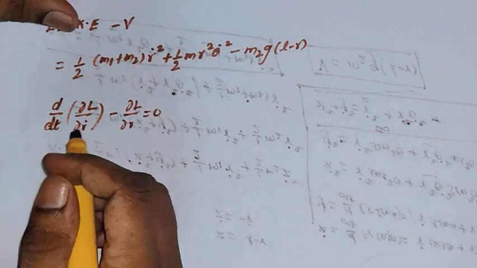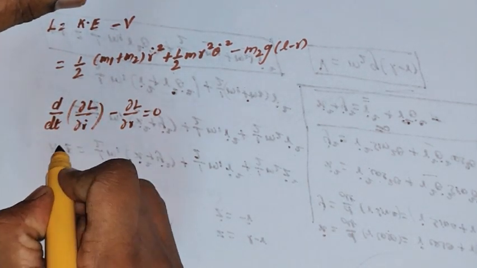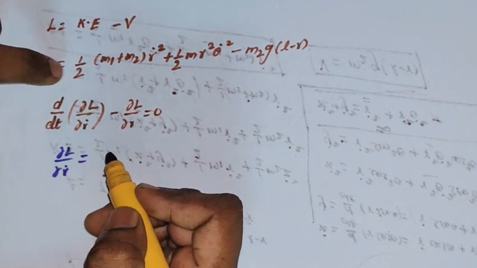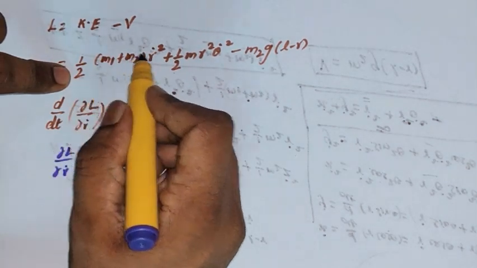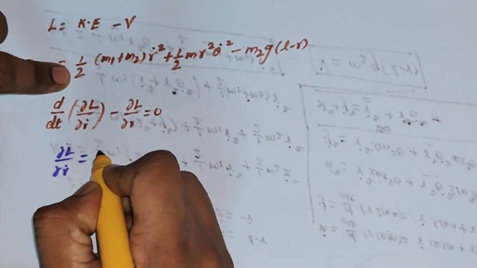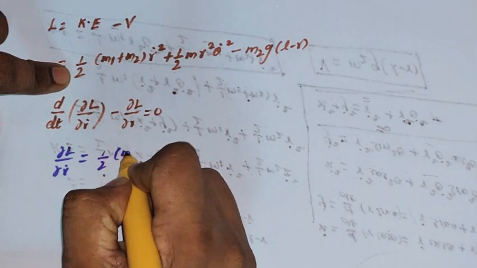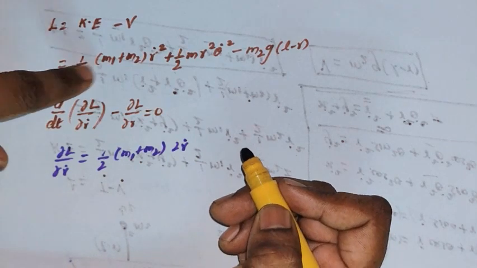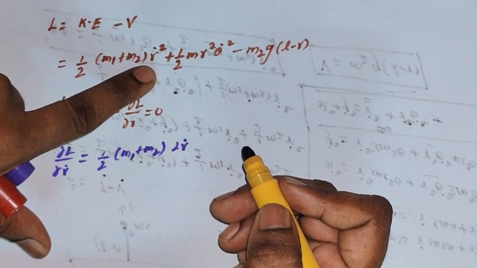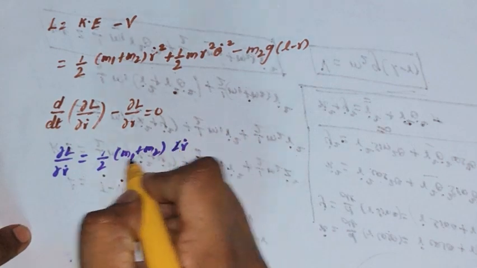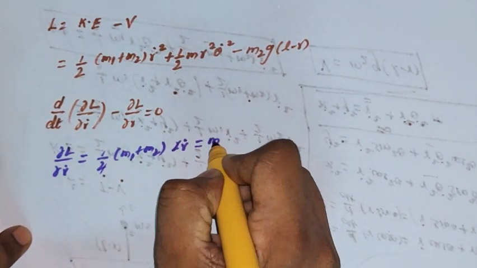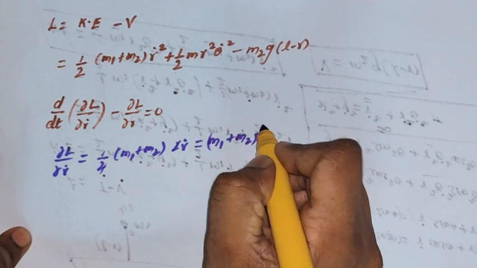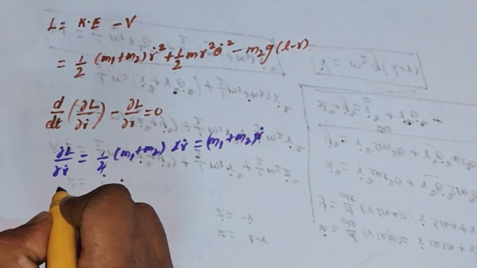So we want to find dou L by dou r dot. Here only the first term has r dot, so the other terms go to 0. It would be equal to half of m1 plus m2 times 2 r dot. The 2 will get cancelled, so it will be equal to m1 plus m2 times r dot. So this is dou L by dou r dot.